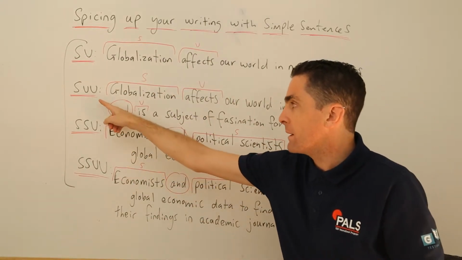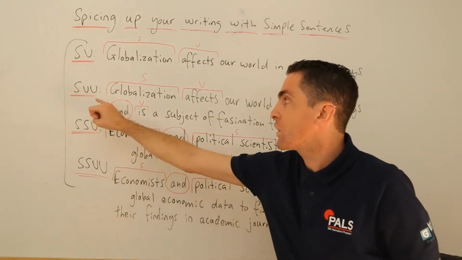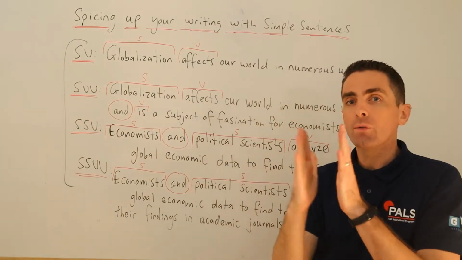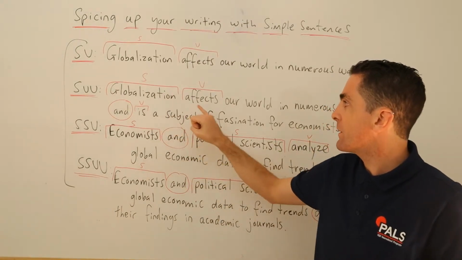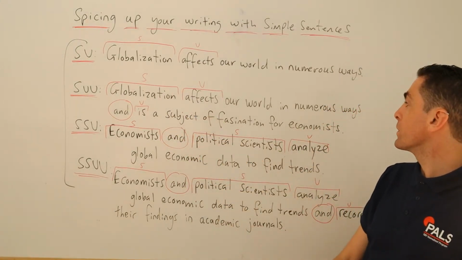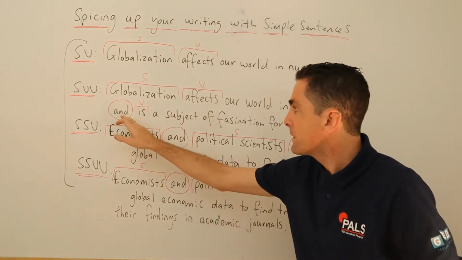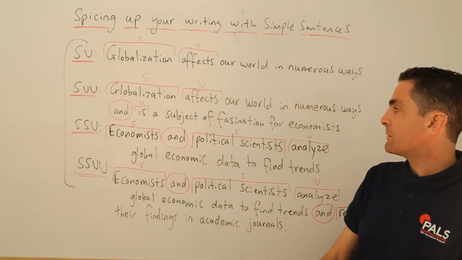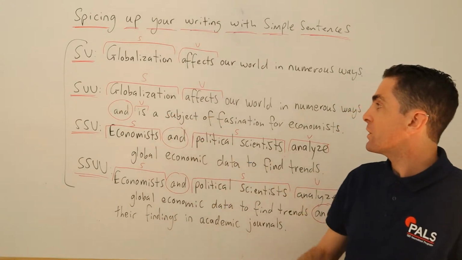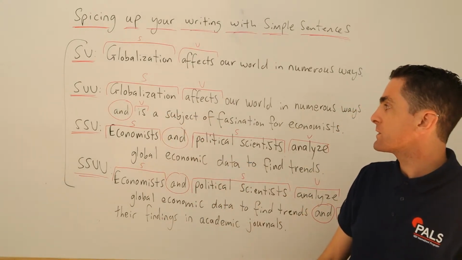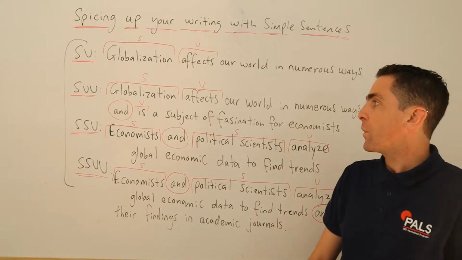Subject, verb, verb here. What you can see here is called a compound verb. 2 verbs together, so subject and 2 verbs together. Globalization affects our world in numerous ways and is a subject of fascination for economists, okay? Globalization affects our world in numerous ways and is a subject of fascination for economists.